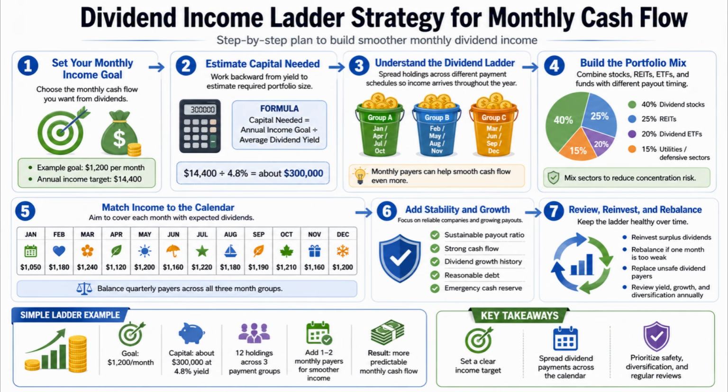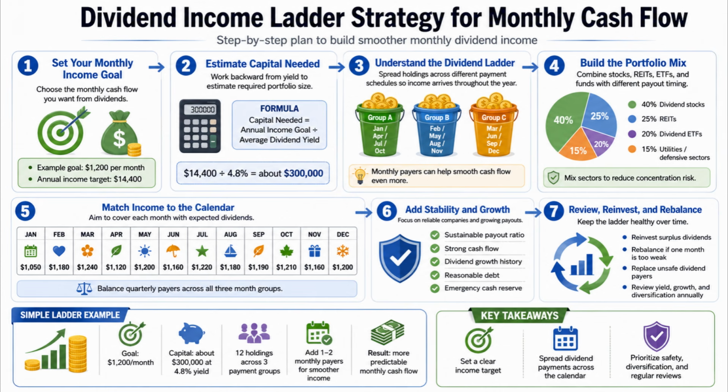Following this, match the expected income to the calendar. Estimate how much each holding may contribute during every month and record the payments in a 12-month dividend calendar. For example, January may provide around $1,050, February may provide $1,180, and March may provide $1,240. The amounts may rise or fall throughout the year, but the objective is to reduce major gaps between months. If one month is significantly weaker, an investor may add another suitable company from that payment group or adjust the position sizes of existing investments.